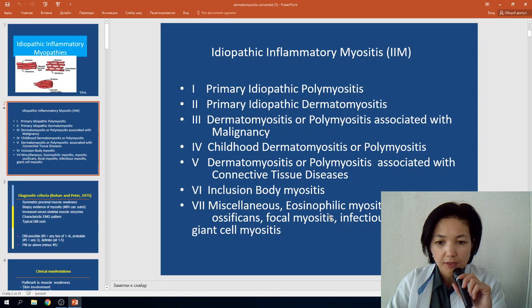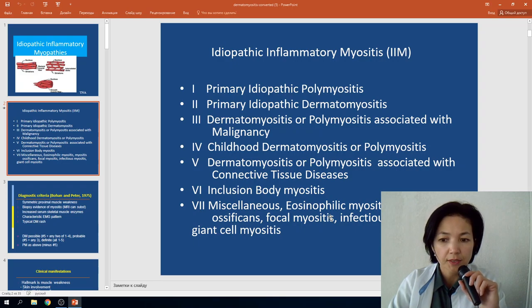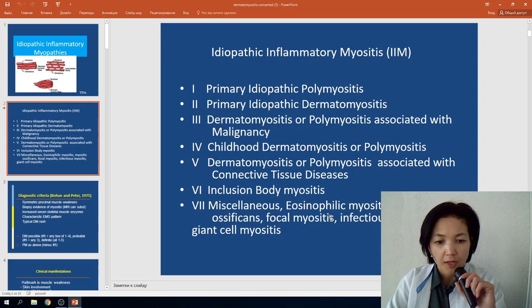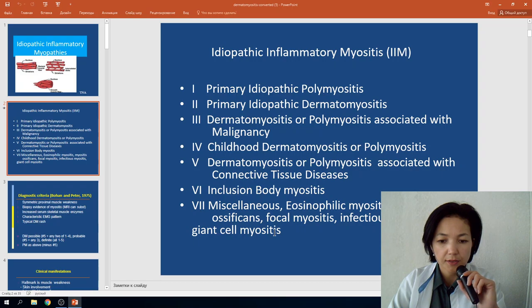Third one is dermatomyositis or polymyositis associated with malignancy. Fourth group is childhood dermatomyositis or polymyositis. Fifth group is associated with connective tissue disorders, may associate with scleroderma, may associate with systemic lupus erythematosus, and so on. Sixth group includes inclusion body myositis, and the seventh group includes many other types of myositis not in the previous groups: miscellaneous myositis, eosinophilic myositis, focal myositis, infectious myositis, and so on.